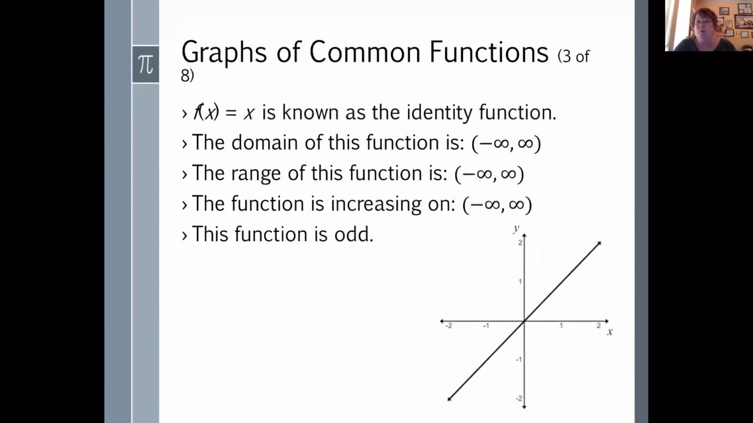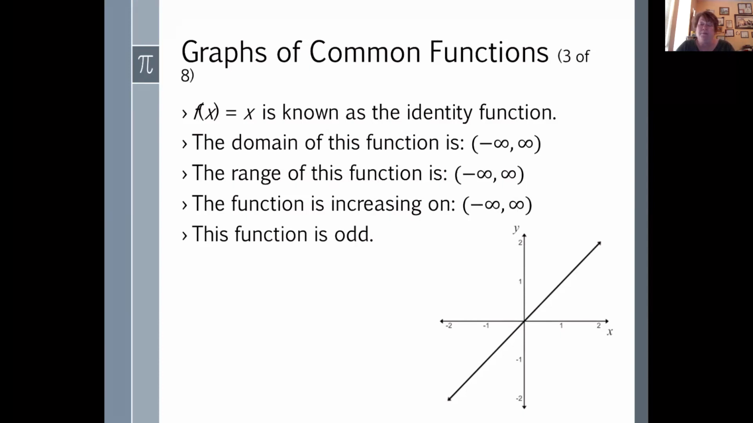The next function we're going to look at is the standard linear function. We call this the identity function, f of x equals x, because the slope of this linear function is 1 and its y-intercept is 0. So it goes through the origin and its slope is 1. The domain of the identity function is the set of all real numbers. There is no restriction on what you can input for x. The range of the identity function is also the set of all real numbers.